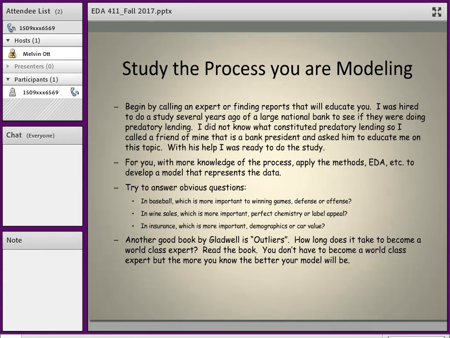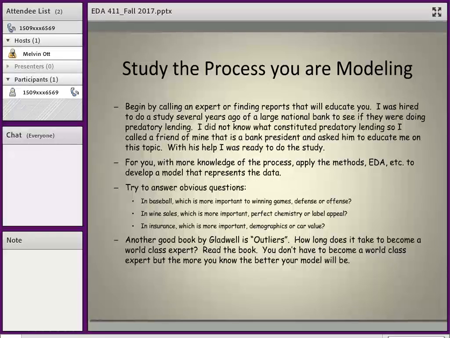Here's some advice for you. Study the process you're going to be modeling. In some cases, I've had people turn in reports and they would say, well, I didn't do a very good job on this because I didn't know much about the process. That's no excuse. If you don't know about that process, take time to learn. Call up somebody and have somebody that will educate you on that particular process, and then you can take it from there.